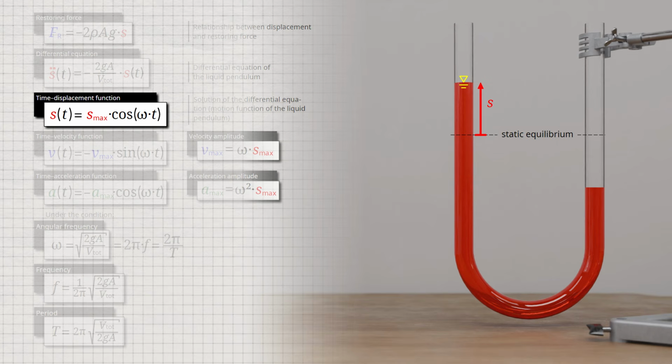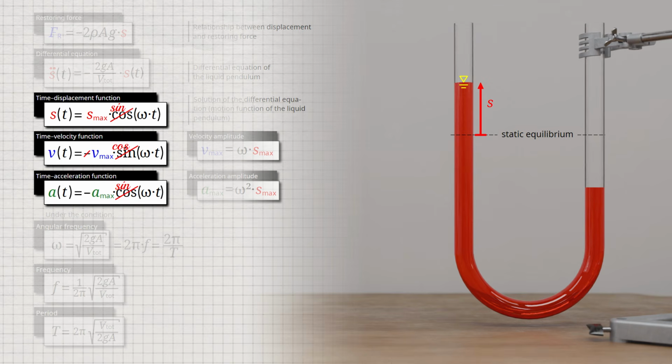This means that at the beginning of the motion, the liquid pendulum is displaced by the maximum value in the positive direction. If the motion of the pendulum is to be described starting from the equilibrium position at time t equals 0, a sine function should be used instead of the cosine function. The corresponding velocity and acceleration functions must be adjusted accordingly.